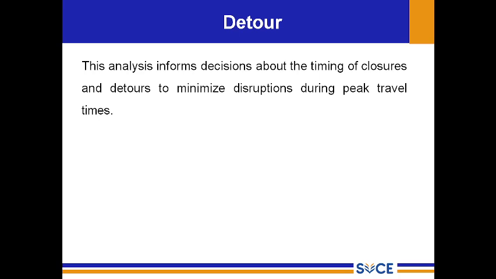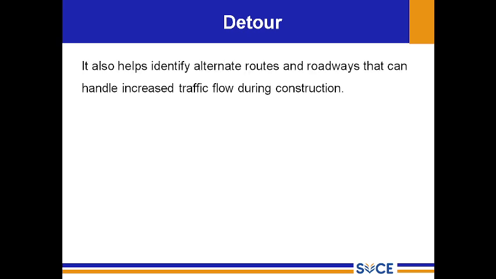This analysis informs the decision about the timing of closure and detour to minimize disruption to the peak hour traffic. It also helps identify alternative routes, roadways that can handle increased traffic flow during construction. See this, in addition to the existing traffic, the construction traffic is also going to add, which will increase the conflict of the traffic movement. So all those possibilities the traffic engineer has to study.